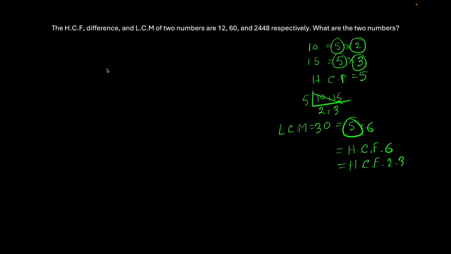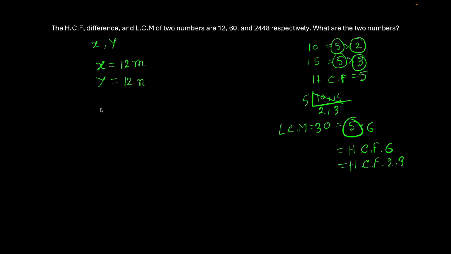As we don't know those numbers, we can assume those numbers are X and Y. Suppose those are X and Y. So we can write X is equal to 12m. Just compare this: X is 10 and 12 is our HCF. Here HCF is 5 and this m is 2, and Y will be the same, 12 into n. So this n is 3 and 12 is the HCF.